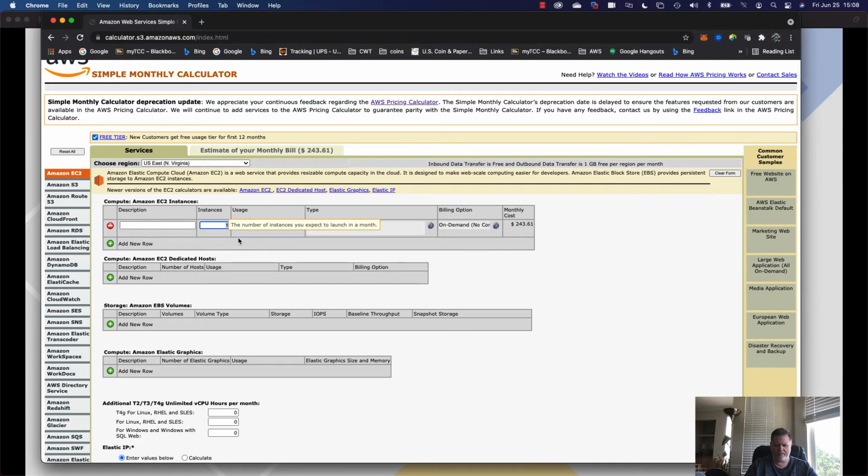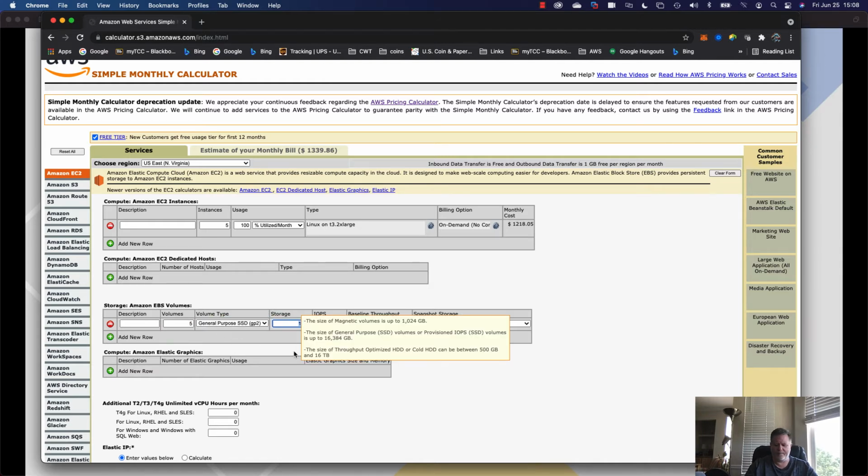If we run 5 instances, it's going to be $1,218.05. All right, and then of course the EC2, that's just the servers, but we need to add some volumes. So if we have 5 servers, we're going to have 5 volumes, and they're probably going to be 20 gigs, or if they're Windows, they're going to be 30 gig volumes. So we're going to need that.